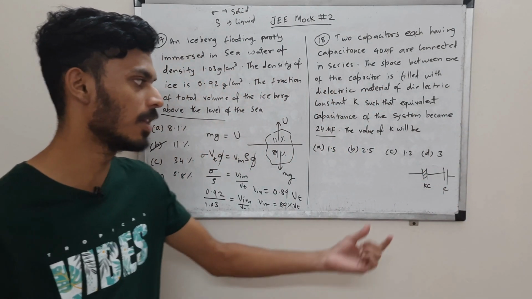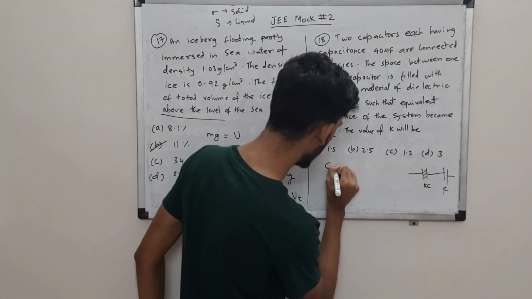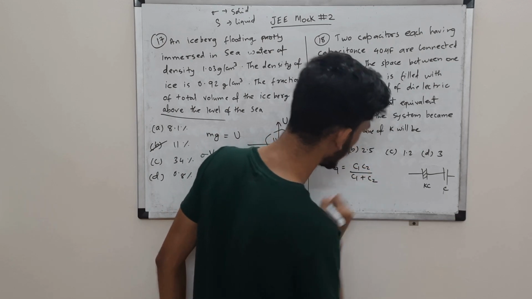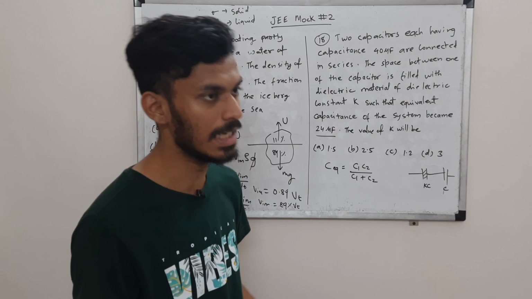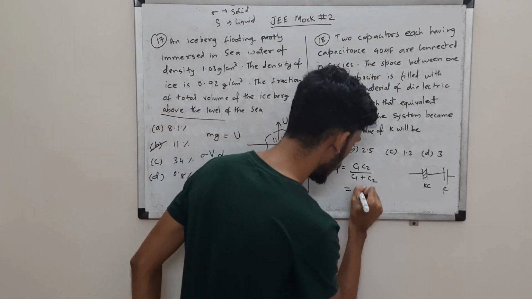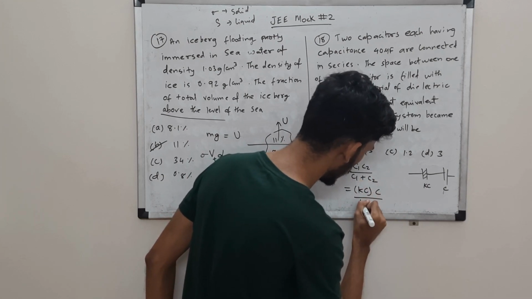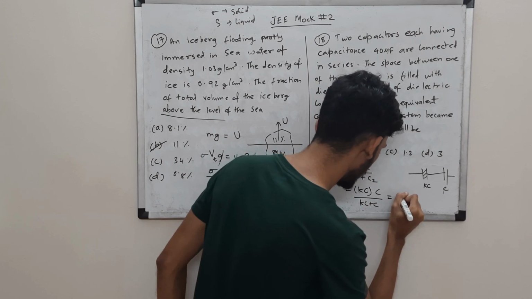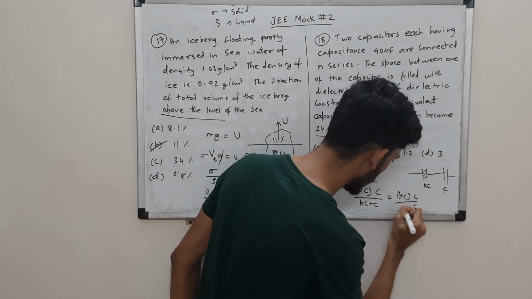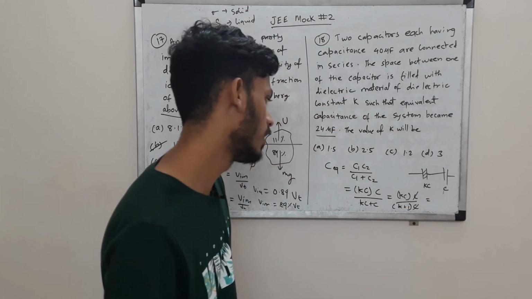You are supposed to find the value of dielectric constant. The C equivalent in this case is C1 C2 upon C1 plus C2, right? This is the formula for capacitors in series, product upon sum. So C1 is KC and C2 is C, and this is KC plus C. Let's take C common in the denominator, and C and C will get cancelled.